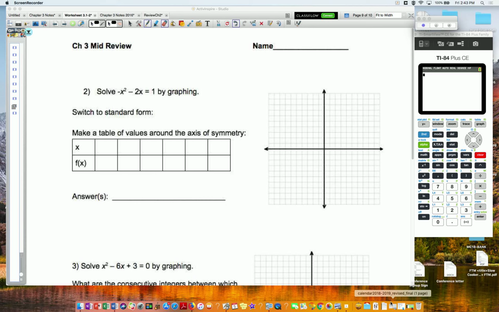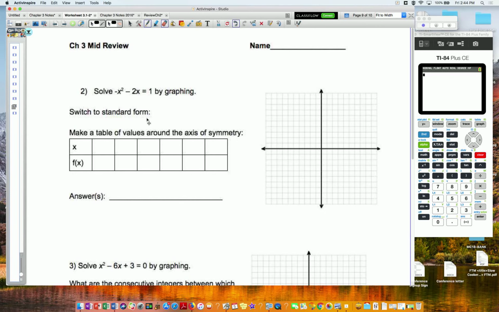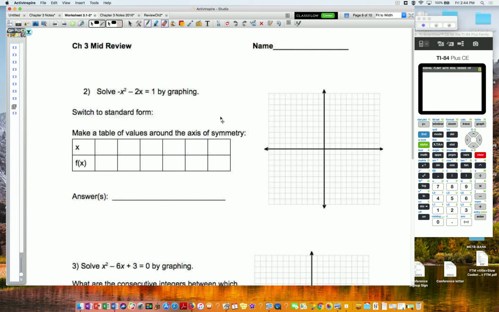All right, so let's take a look at pages 3 and 4 of our mid-chapter review here. After page 2, we're still continuing on using our graphing calculator to help us graph these and find the solutions. So when I look at number 2 here, I'm still needing to get it in standard form, basically getting it equal to 0. So I need to subtract 1 from both sides of the equation. In doing so, I get negative x squared minus 2x minus 1 equals 0.